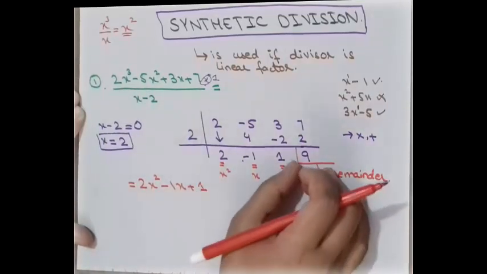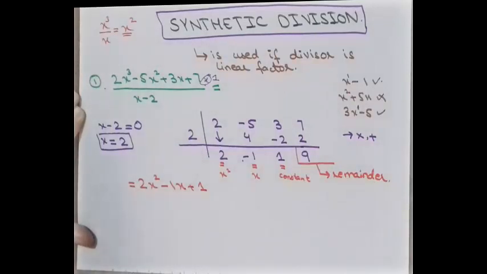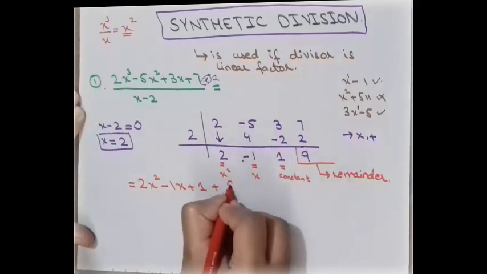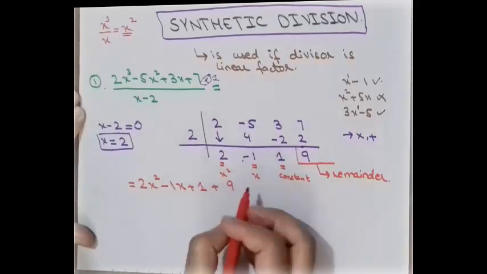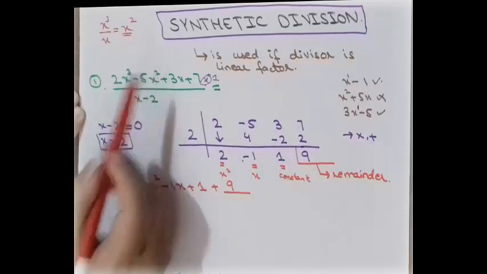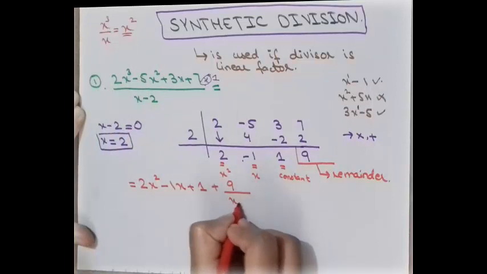And what about the remainder? The remainder must be written as a fraction. So we write it as a positive 9 and divide the remainder by the denominator of the given question, which is x minus 2.